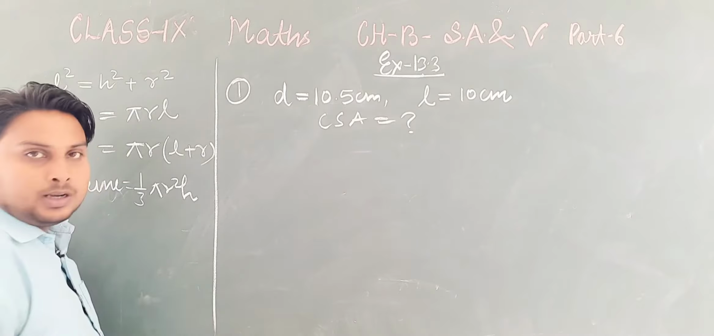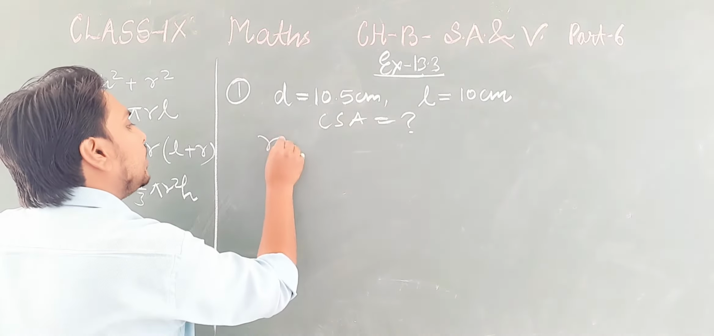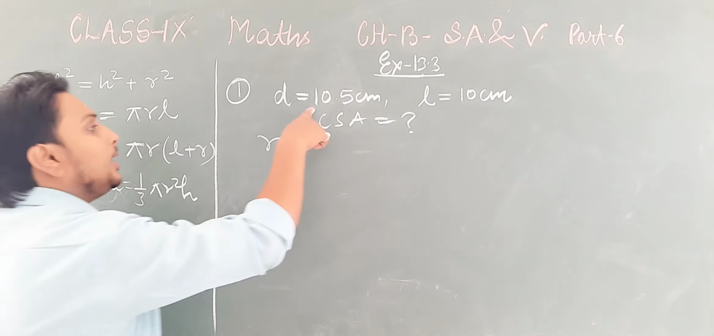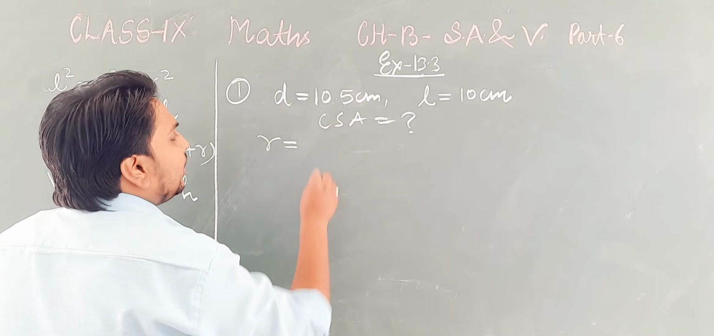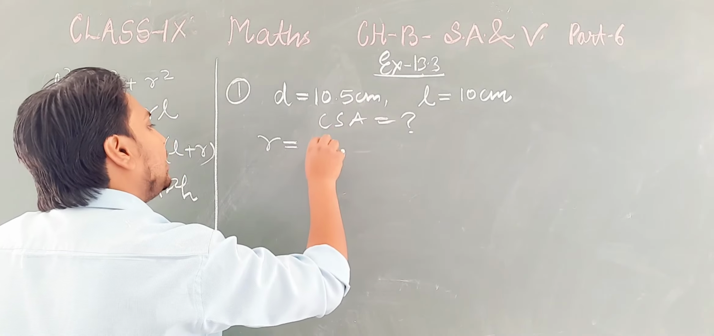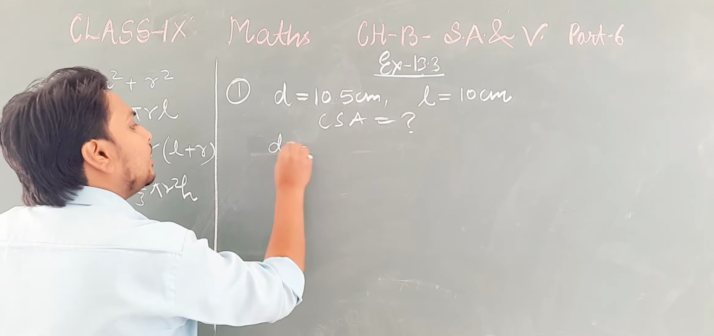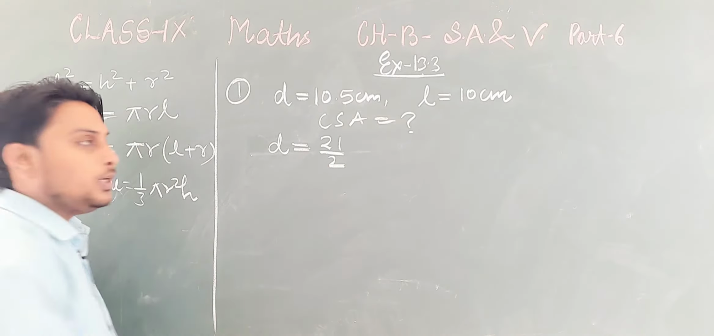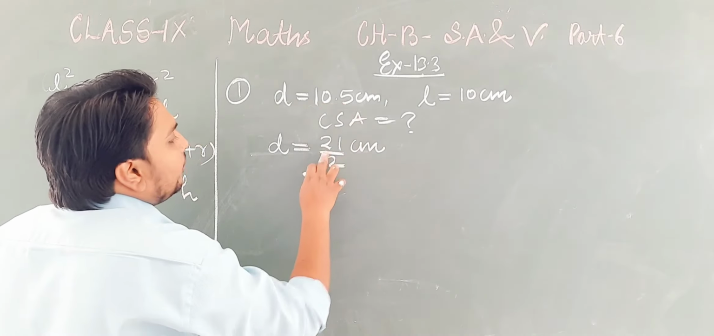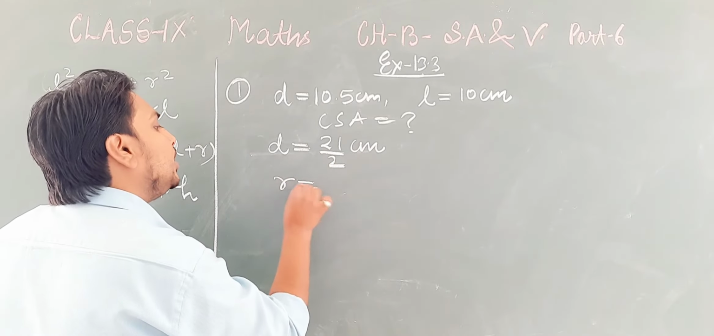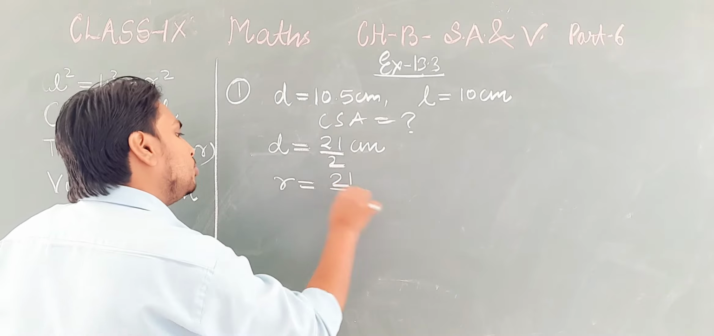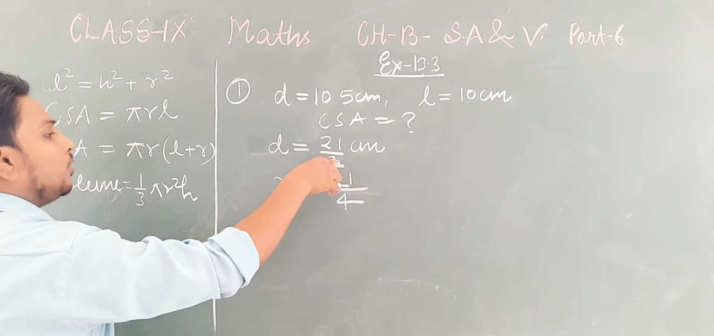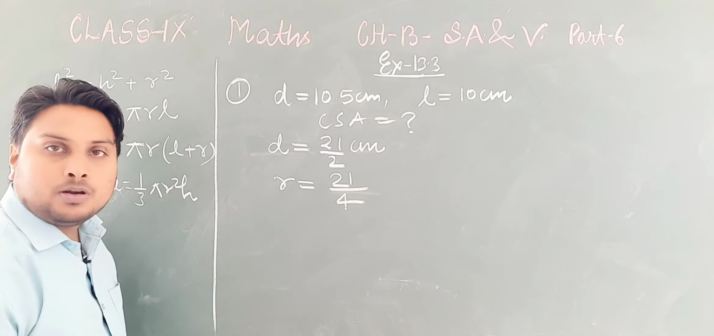If diameter is given, we can find the radius also. Now see students, can we write this 10.5 as 21 by 2, so that our calculation will be easy? So 10.5 is equal to 21 by 2. Now if we find the radius, half of 21 by 2 means one more 2 will be multiplied in the denominator, so it will be 21 upon 4.